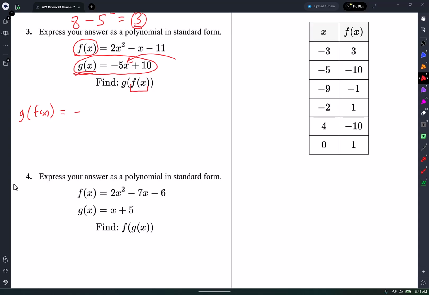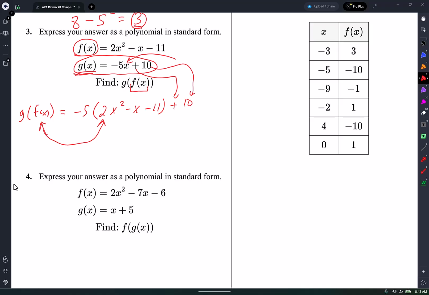So here it is. -5, open parentheses. You're not going to type in x. You're going to type in whatever your f of x is, because that's your argument. So I'm going to type f of x in there. What is f of x? Close parentheses, and you still have that plus 10. That plus is that plus, and that 10 is that 10. Are we still okay? Okay, so I'll wait for you guys to catch up.